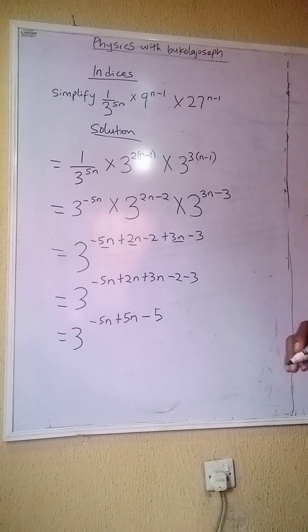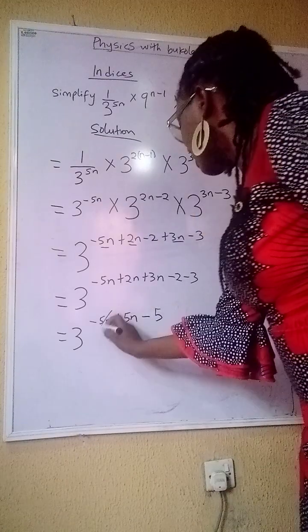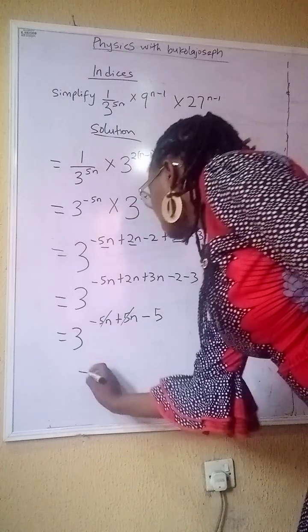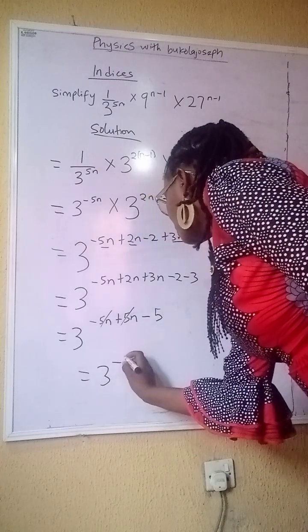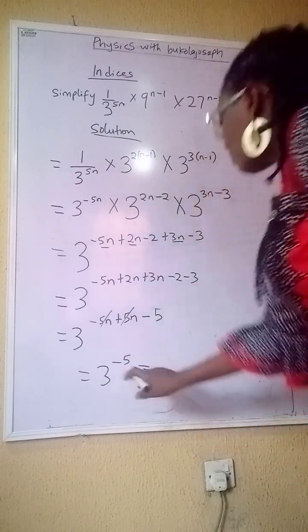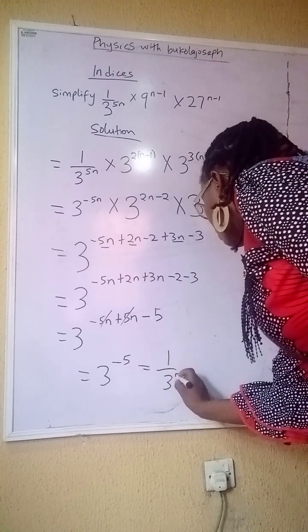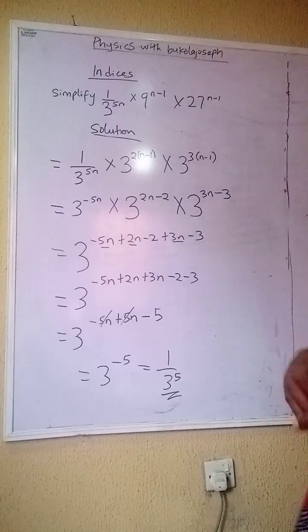So minus 5n plus 5n cancels out, and we are left with 3 raised to power minus 5. Remember what I told you about the minus sign? This is equivalent to 1 over 3 to the power 5, and this is the answer.